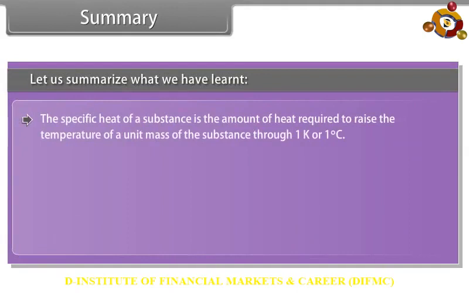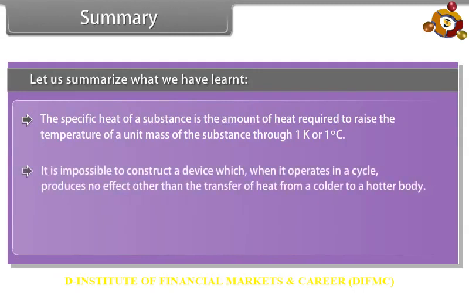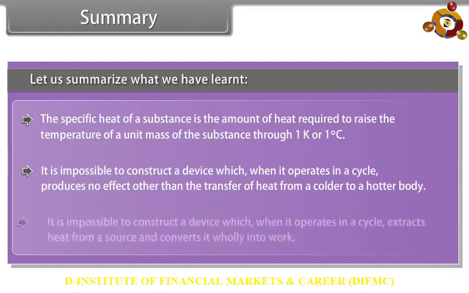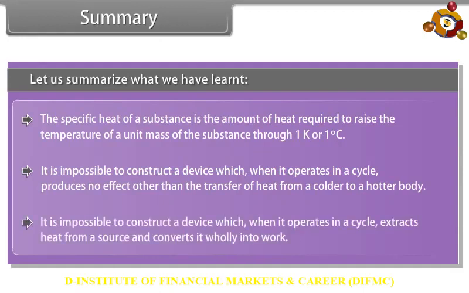The specific heat of a substance is the amount of heat required to raise the temperature of a unit mass of the substance through 1 Kelvin or 1 degree Celsius. It is impossible to construct a device which, when it operates in a cycle, produces no effect other than the transfer of heat from a colder to a hotter body. It is impossible to construct a device which, when it operates in a cycle, extracts heat from a source and converts it wholly into work.